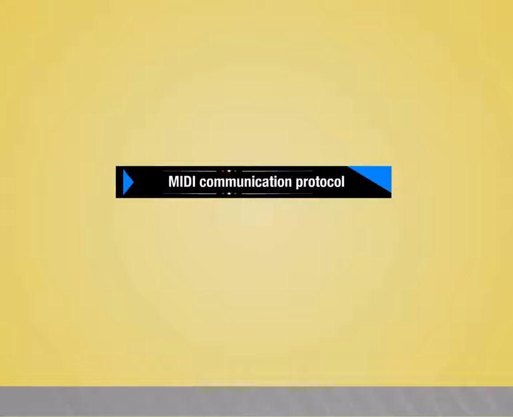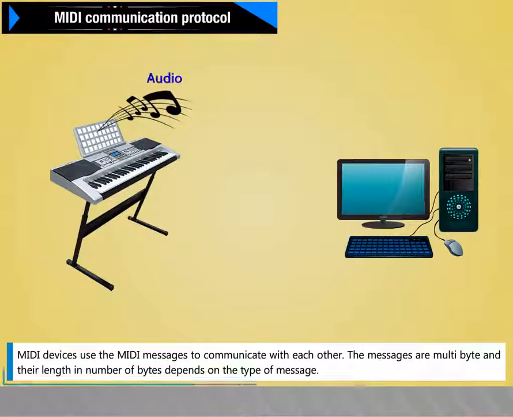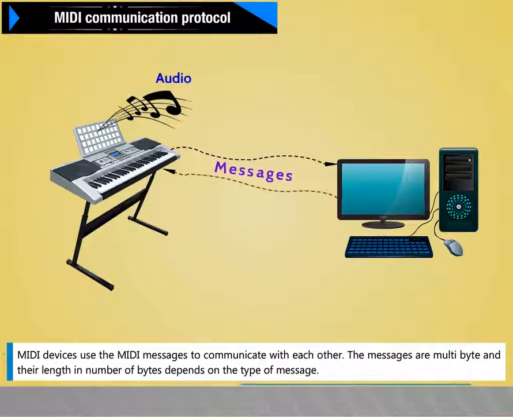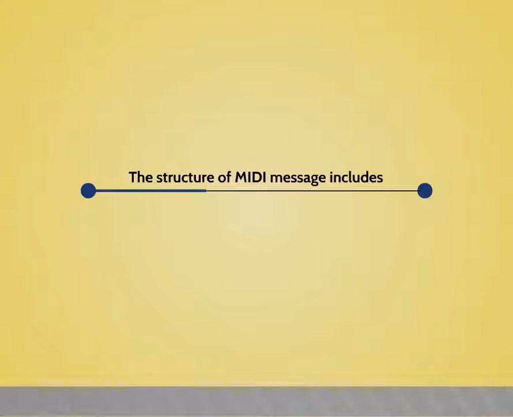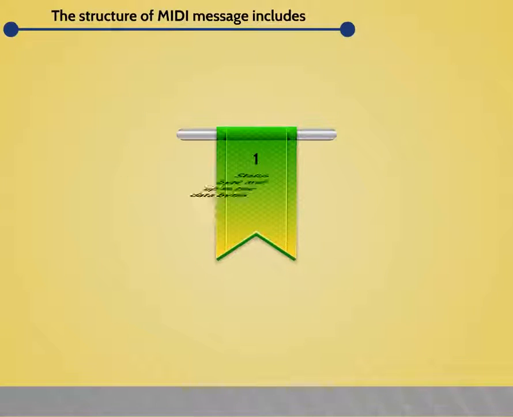MIDI Communication Protocol. MIDI devices use the MIDI messages to communicate with each other. The messages are multi-byte, and their length in numbers of bytes depends on the type of message. The structure of a MIDI message includes a status byte and up to 2 data bytes.